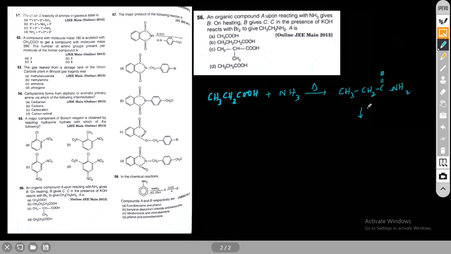With the help of Br2 with KOH, we'll get here what? This is Hoffmann bromamide, right? So Hoffmann bromamide gives this R and this NH2 will join, which is nothing but CH3 CH2 NH2, which is nothing but the question we have here. So option D is correct. Okay, 57. The major product of the following reaction.